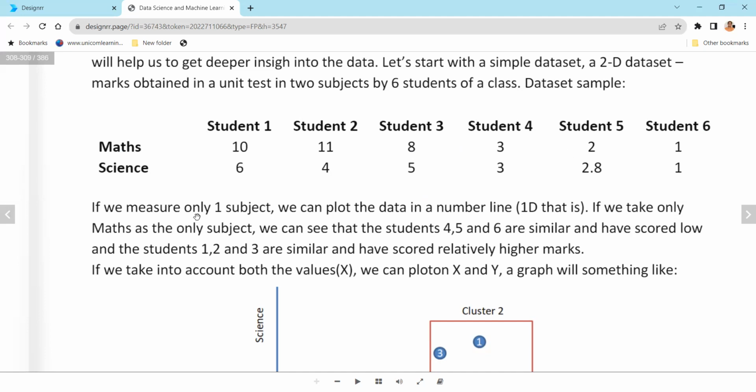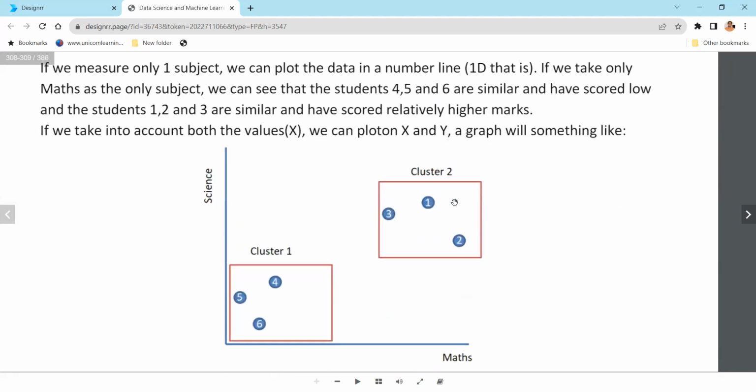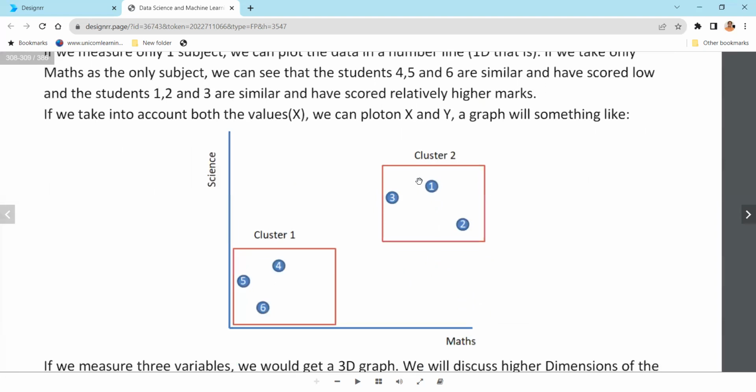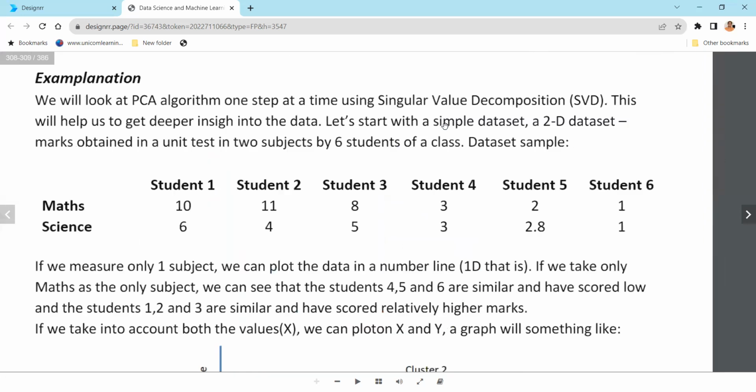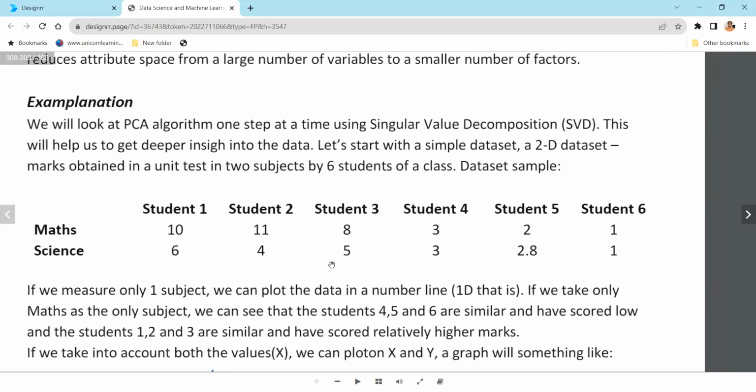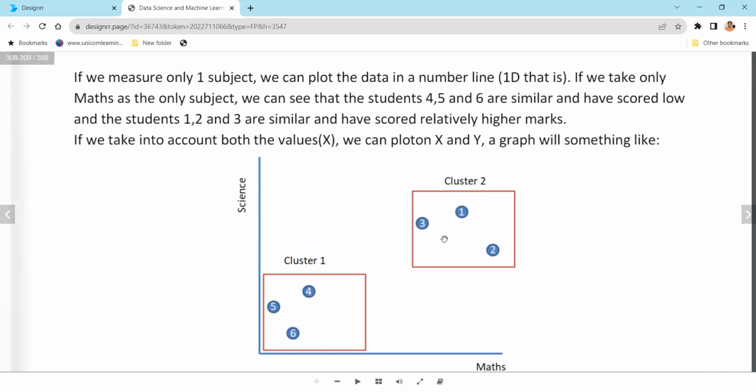Now, if we measure only one subject, we can plot the data like this. So you're plotting this data here. Your first value is maths 10 and science 6. Then the second is 11 and 4. So science 6 is the highest, that's why you see it here. When you plot this, you get a graph like this, right? So this is the data set.